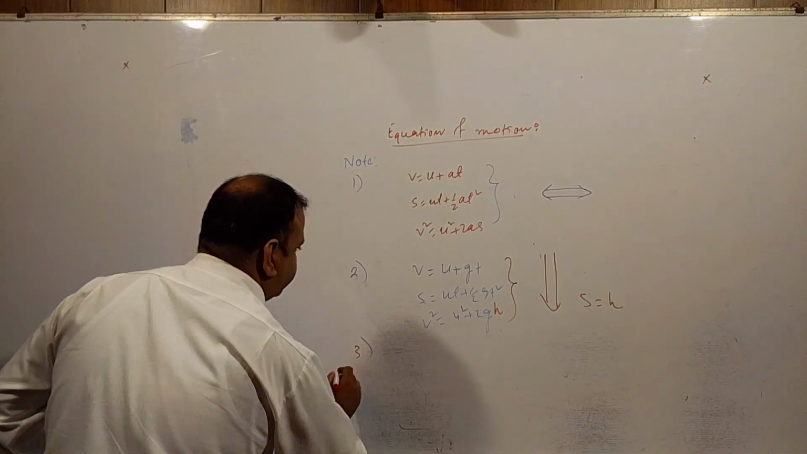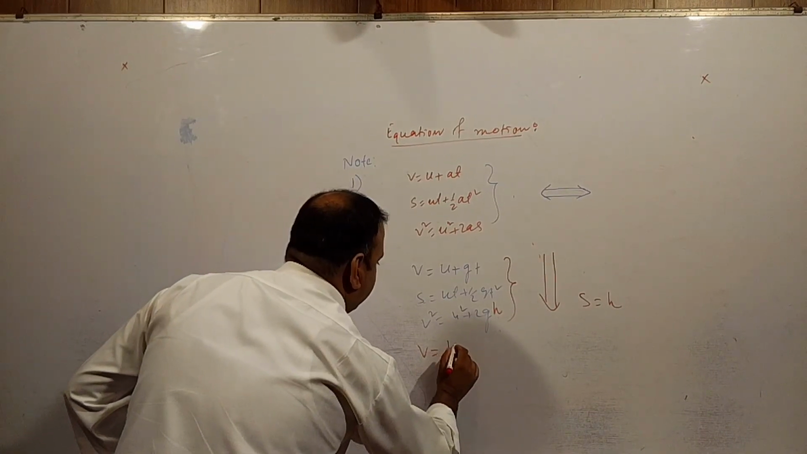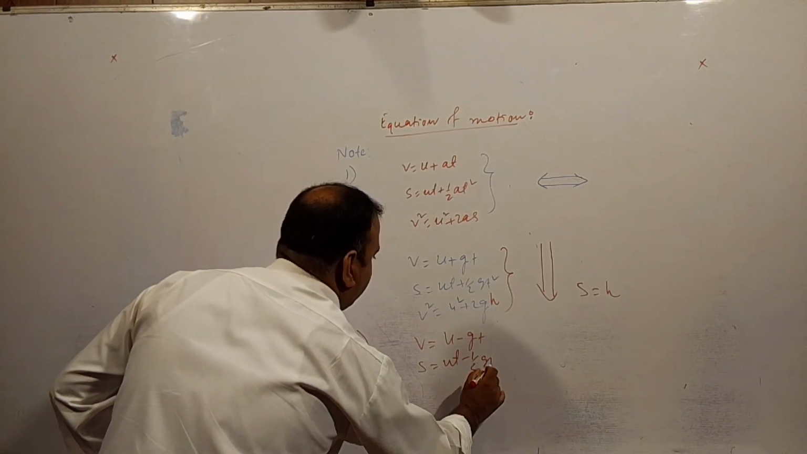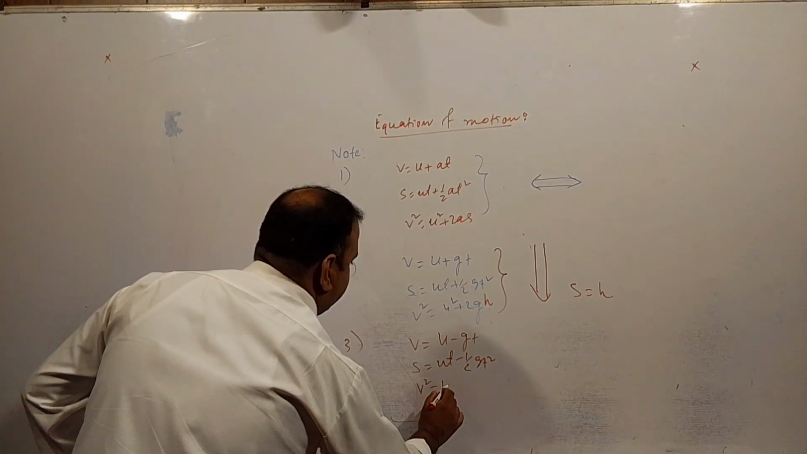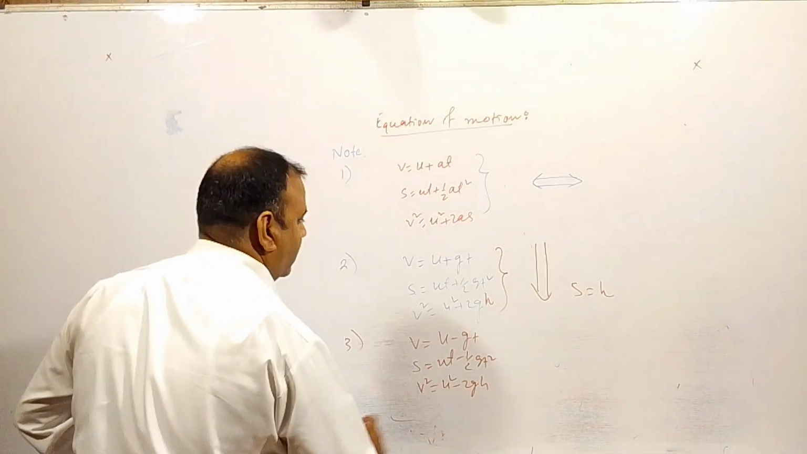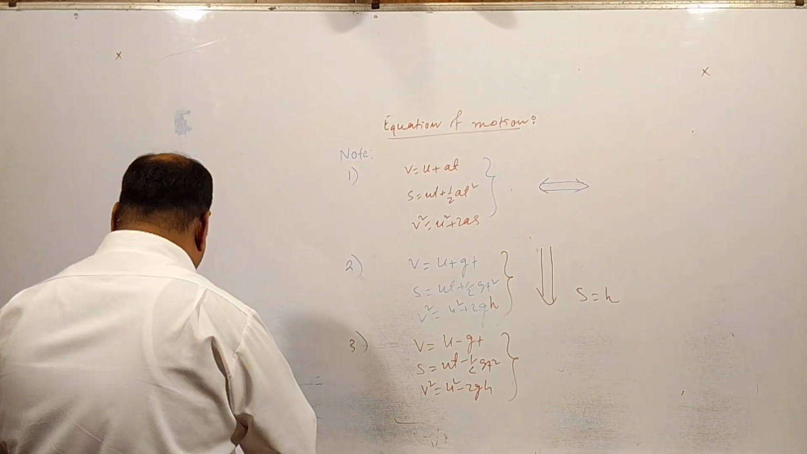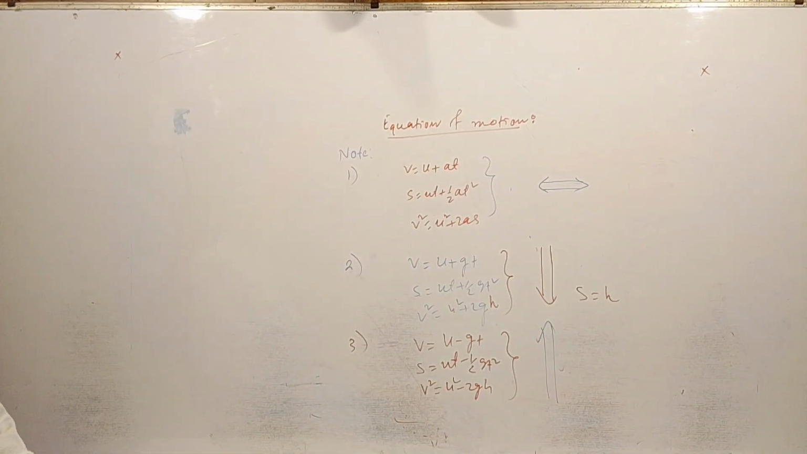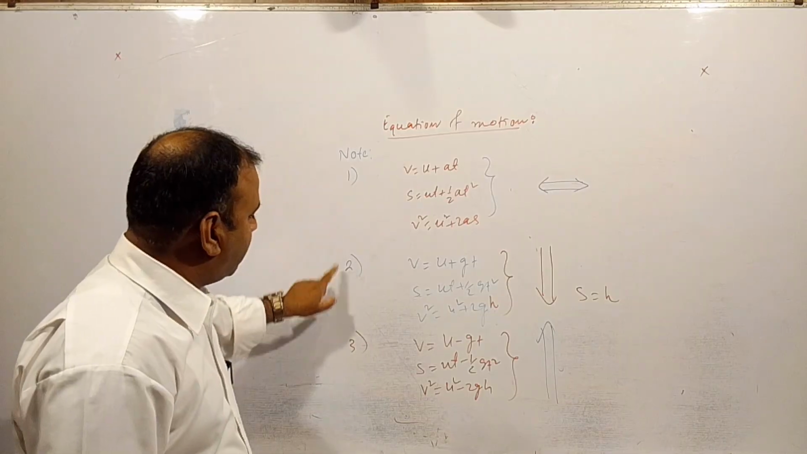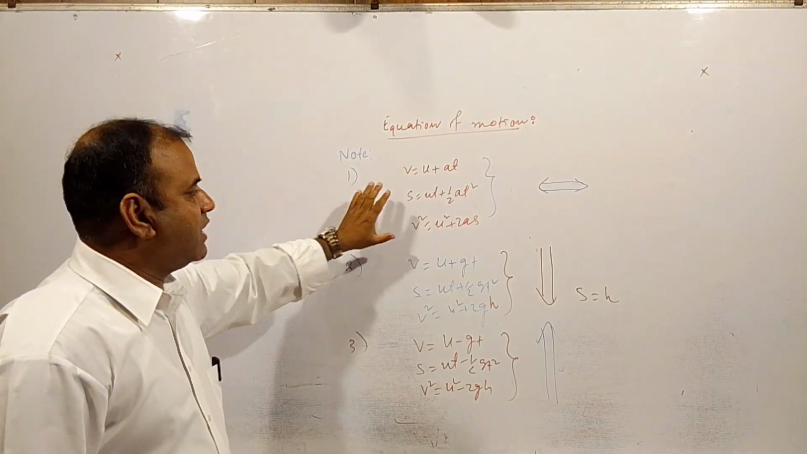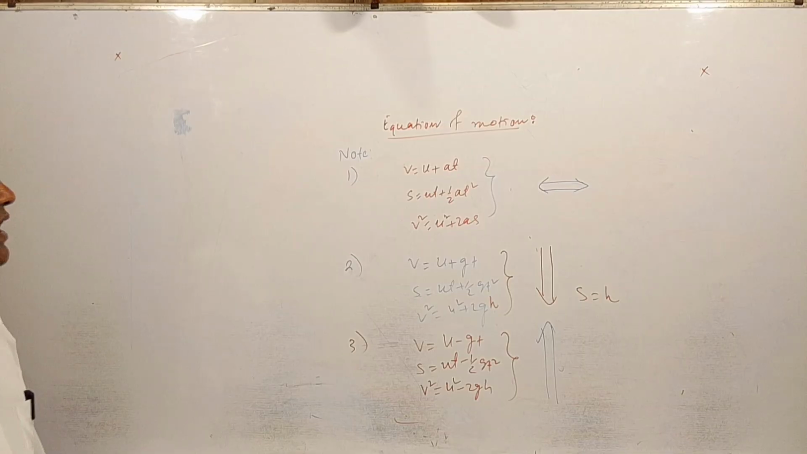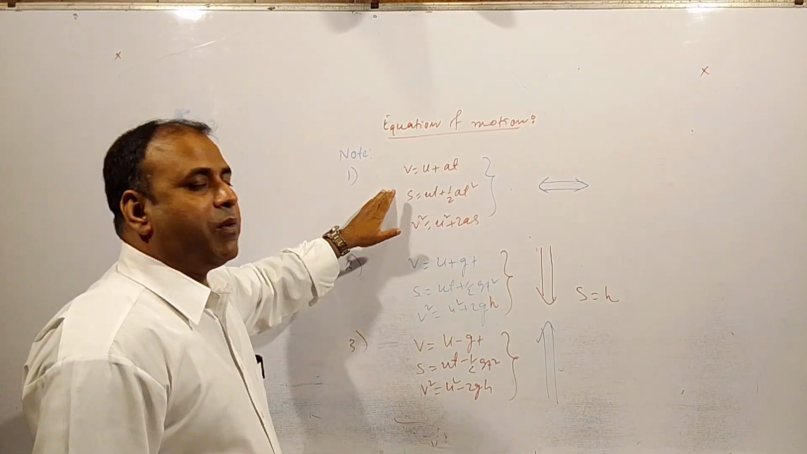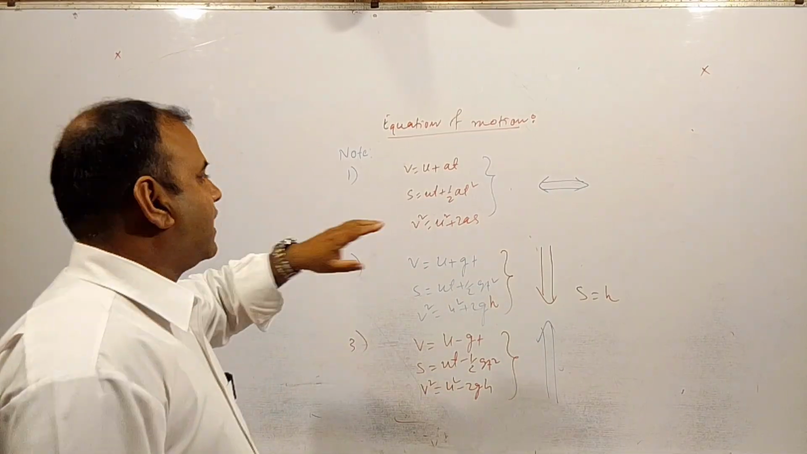Now see number 3, V is equal to U minus gT, S is equal to UT minus half gT square, V square is equal to U square minus 2gH. This formula is valid when the particle is moving up. So you remember these 3 formulas, number 1, number 2, number 3. Depending upon the questions, we can use 3 types of formulas. If the particle is moving upward, we use this formula. If the particle is going down, this formula. If the particle is moving in the horizontal direction, then we use this formula.